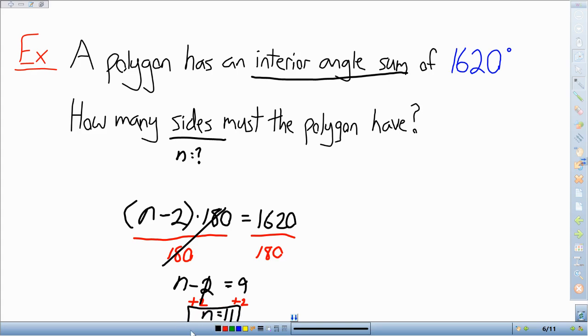Okay, and they didn't ask us for the technical name for 11. Actually, that's not one of the ones that we listed, but that was a hendecagon. If you guys were curious, that's what it's called, hendecagon. Okay, but they didn't ask that.